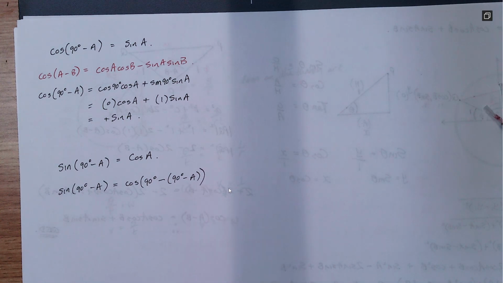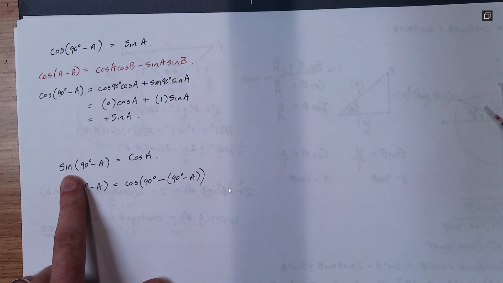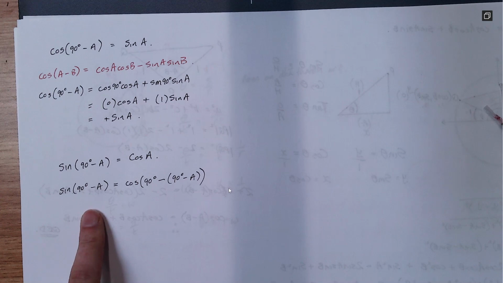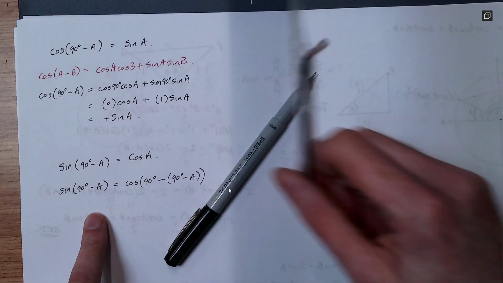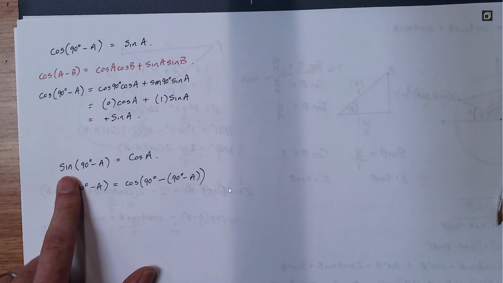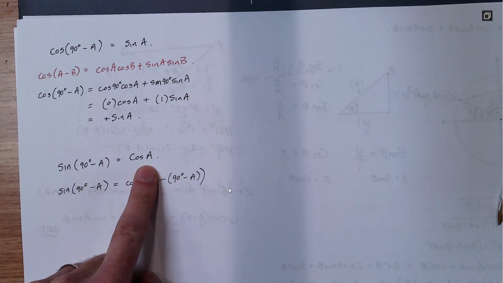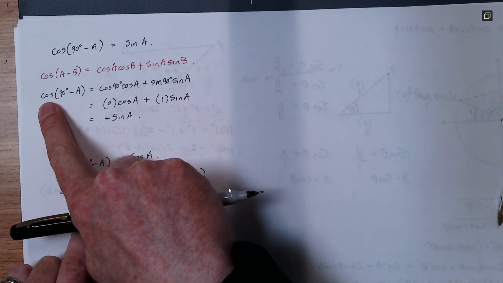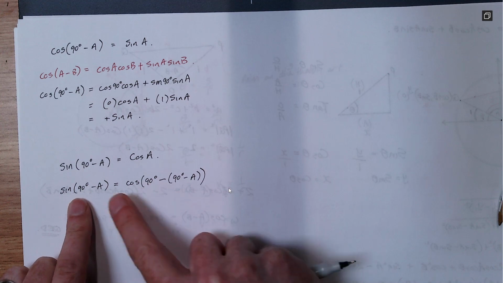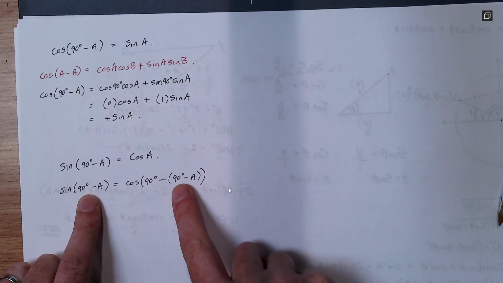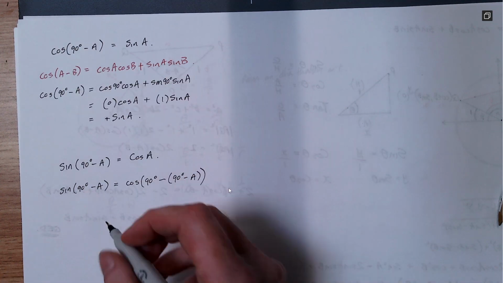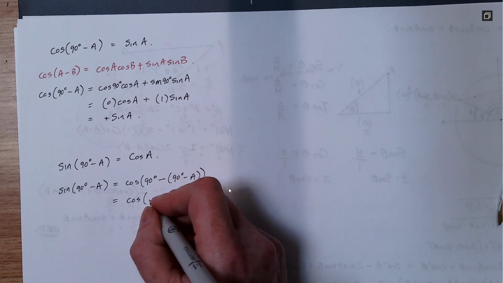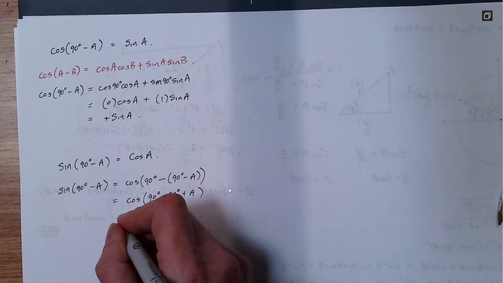So we get cos of 90 degrees minus A equals cos A, when we substitute. Pretend the angle is 90 degrees minus A, so sin of 90 degrees minus A equals cos A, which matches cos of 90 degrees minus 90 degrees plus A, which gives cos A.